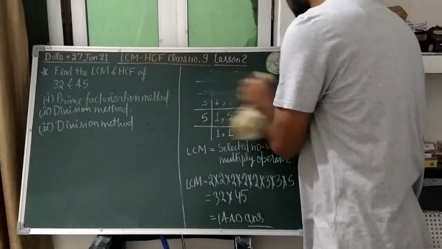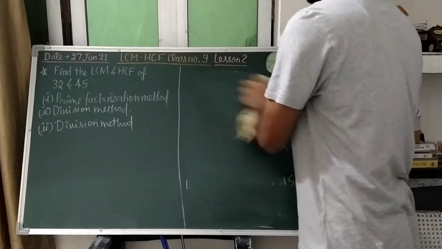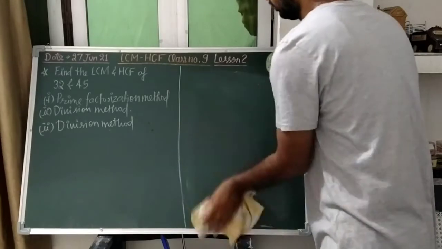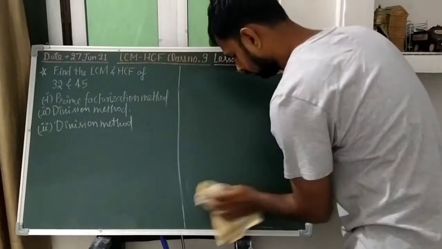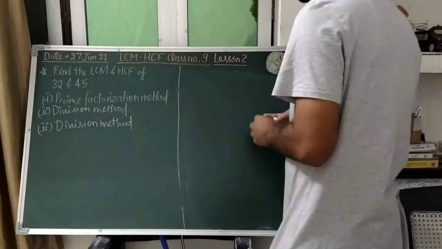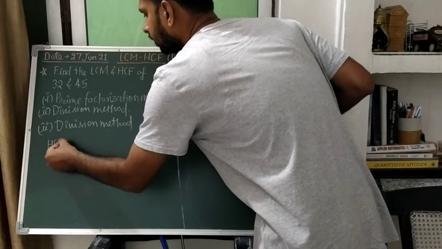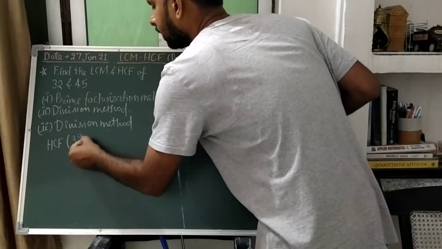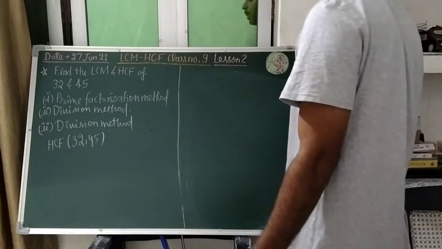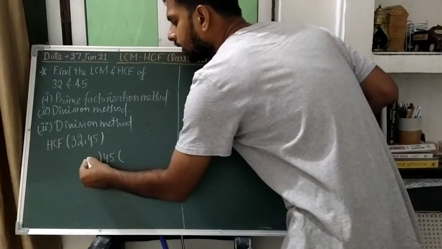So we have seen that LCM is coming equal to 1440. Now we will move to the SCF, the SCF of 32 and 45 by the division method. In the division method, I have told you for the SCF that the big number will be divided by the small number.